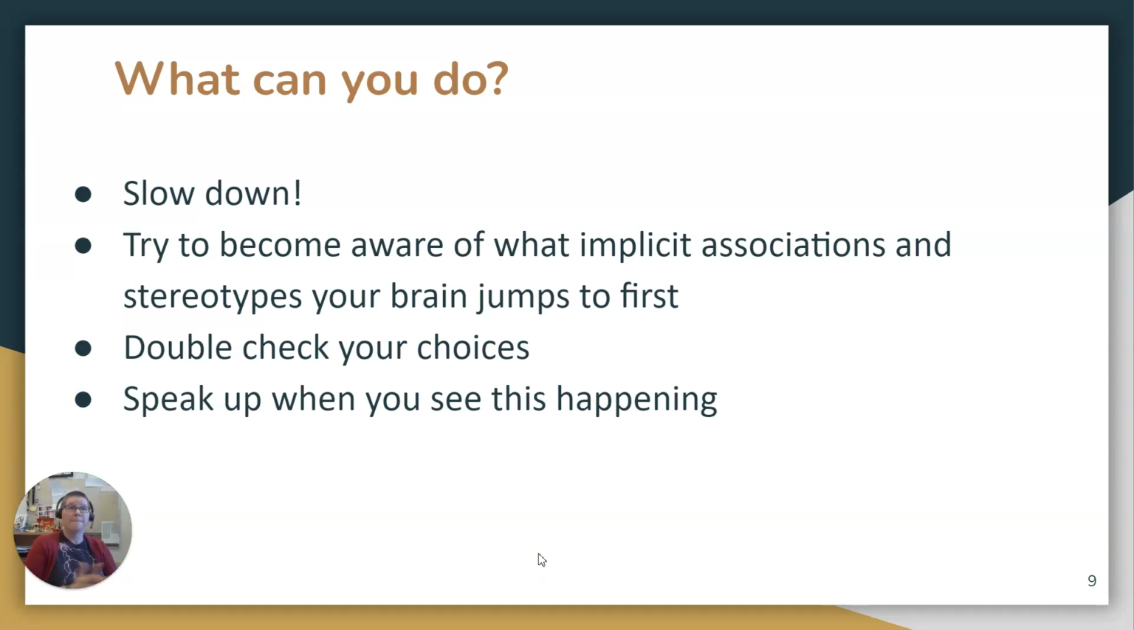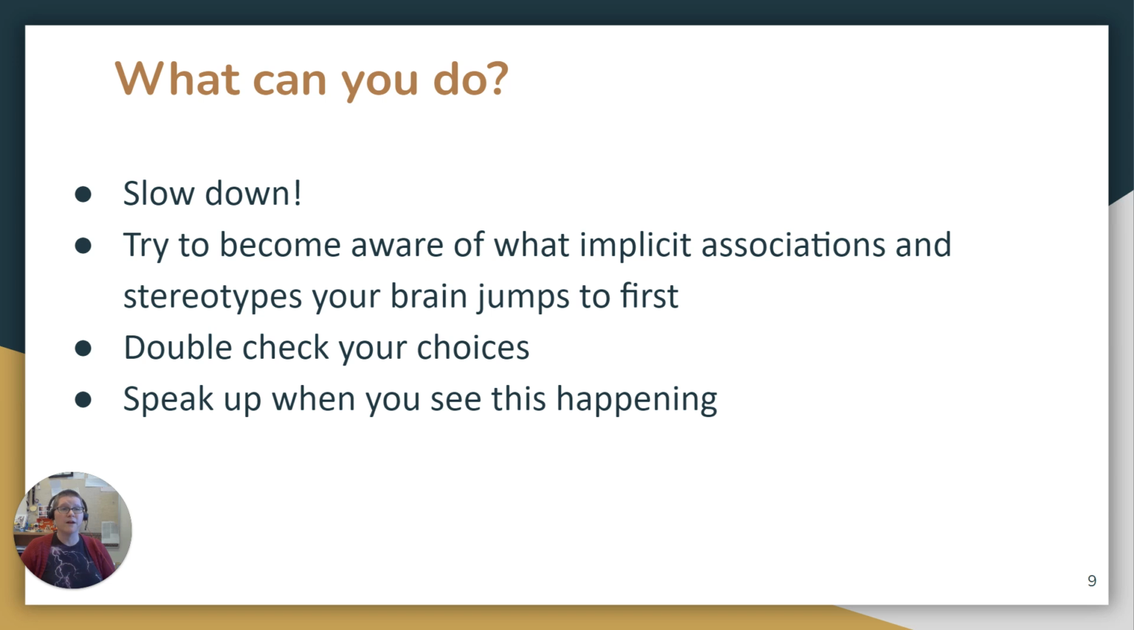So what can you do? The biggest thing that people notice with implicit bias is that if you slow down, it's less likely to be a problem. It's when people jump to something and don't take an extra moment to think about it that it happens, because these are unconscious, unaware. You have no idea what you're doing.